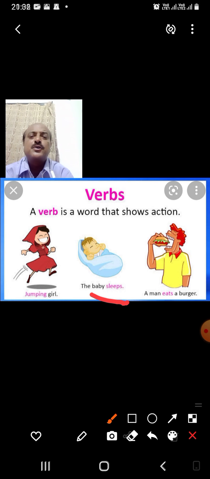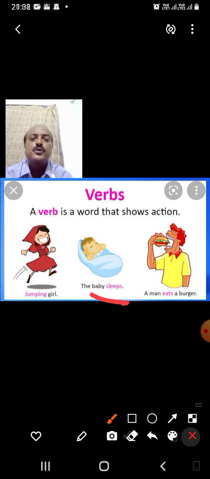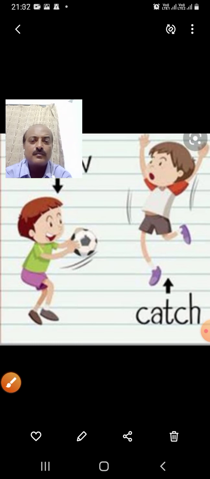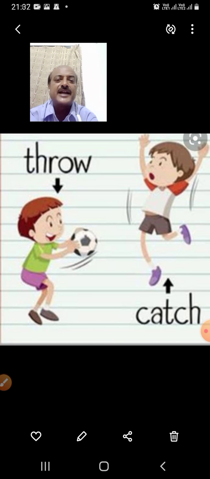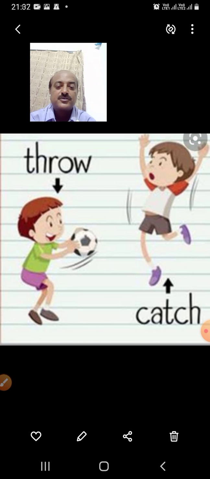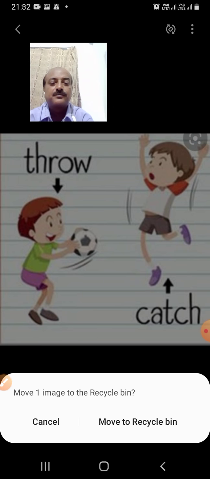So words that show action are called verbs. They are also known as doing verbs. Throw, catch. So he's throwing the ball, catching the ball. Some action is being done by the two boys here. One is throwing and the other is going to catch the ball. So words that show action are called action verbs.